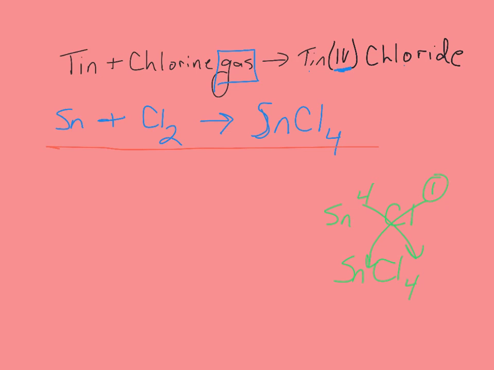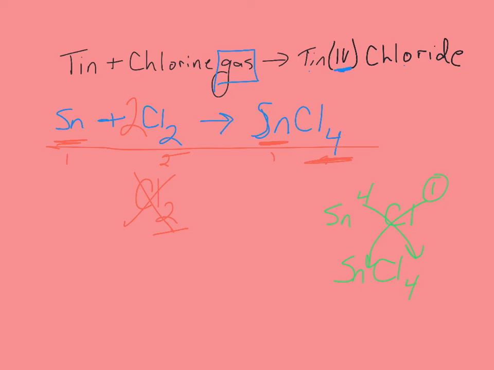All right, I have 1 Sn and I have 1 Sn. I have 2 of the Cl's, but over here I have 4. So I need more Cl over on this side, and I have to write the whole thing, Cl2. Let's go check again. 1 Sn, 1 Sn. I have now 4 chlorines and 4 chlorines. We are balanced. I'm going to cross that out and put a 2 in here. So there's my balanced chemical reaction.